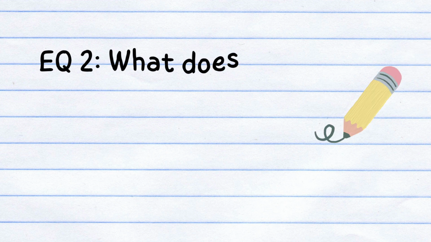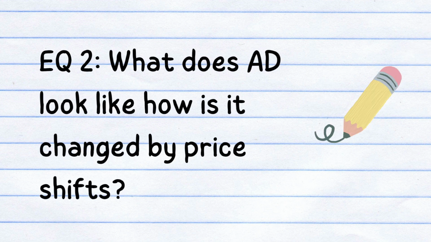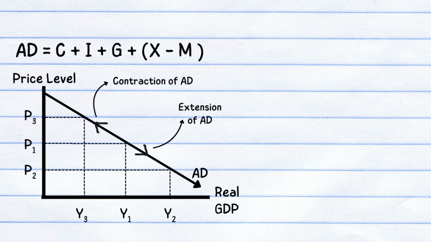So, what does aggregate demand look like and how is it changed by price? You can see on the graph that it is a downward slope, and as we move along the slope downwards, you can see we have an extension of AD, and as we move upwards to the left, you have a contraction of AD.